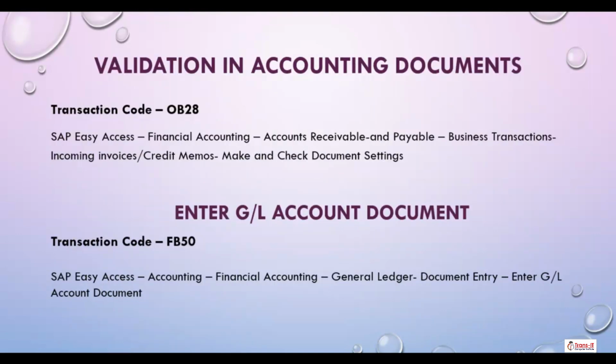For validation in accounting document, we can use transaction code OB28 or the path SAP SPRO, financial accounting, accounts receivable and payable, business transaction, incoming invoices, credit memos, make and check document settings.